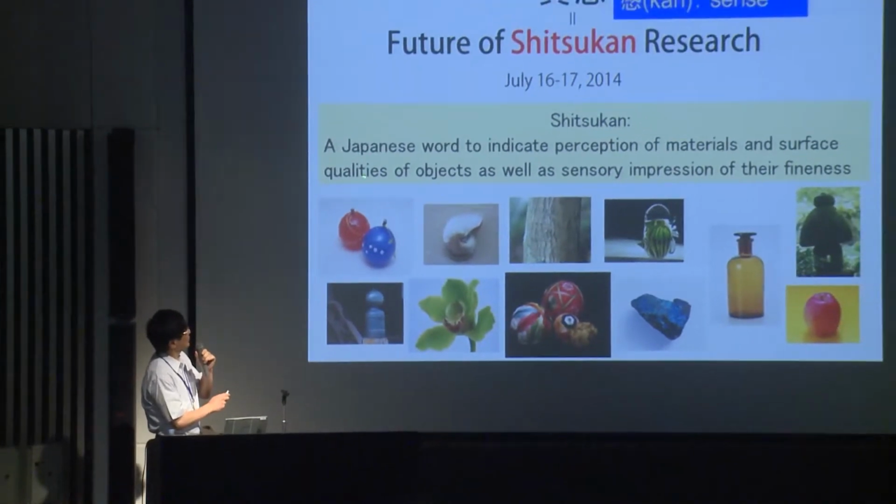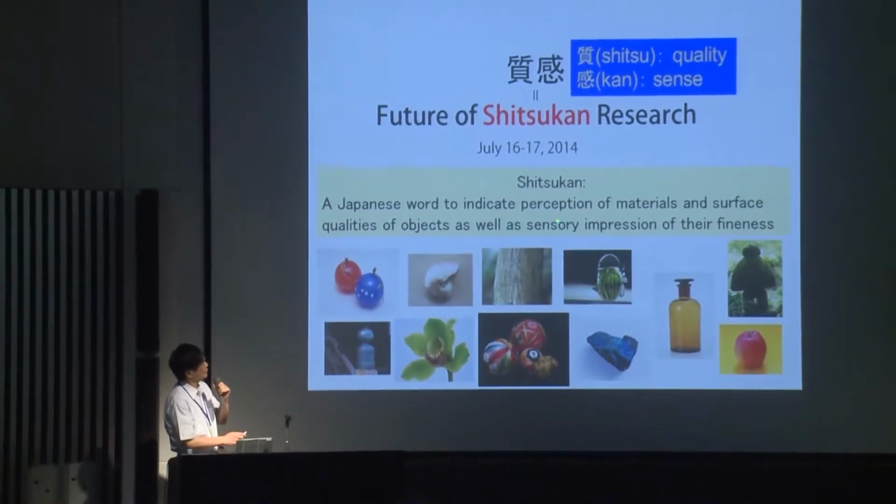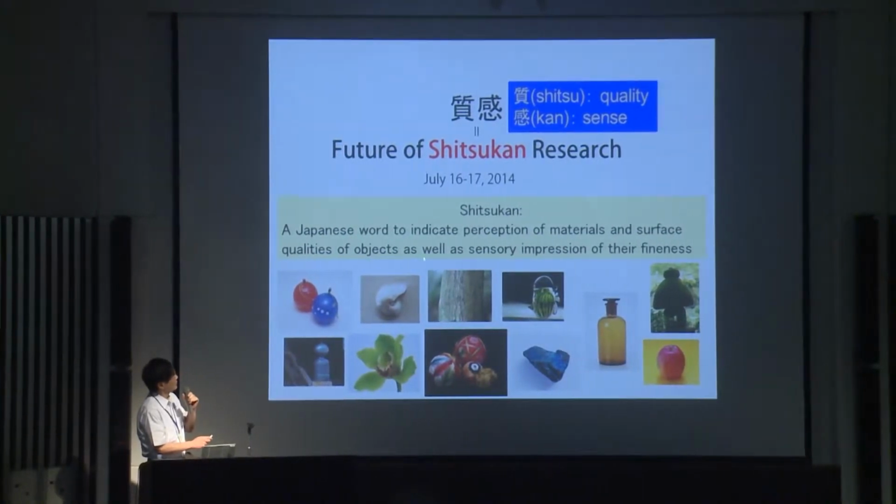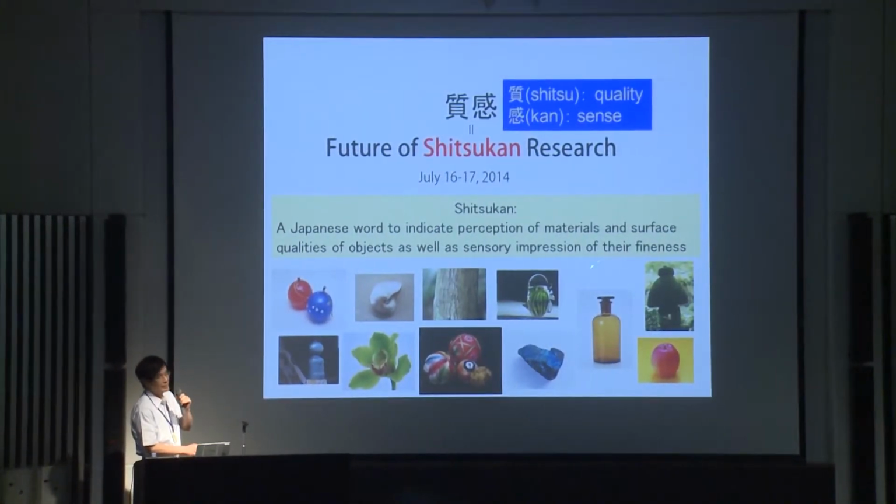Shitsukan is a Japanese word to indicate perception of materials and surface qualities of objects, as well as sensory impression of their fineness. Shitsukan consists of two Chinese characters, shitsu and kan. Shitsu means quality, and kan means sense. So this is a very convenient word, so please remember Shitsukan.